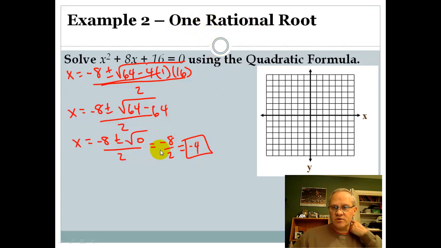Just one root. That means where the graph crosses the x-axis here is going to be at -1, 2, 3, 4. It's going to be one spot right there. Whoops. Just one spot right there. And if you went to graph that, that would look like this. X squared plus 8x plus 16.